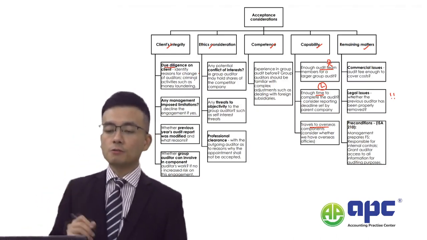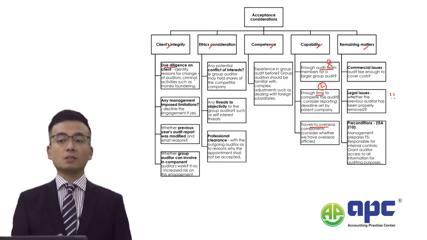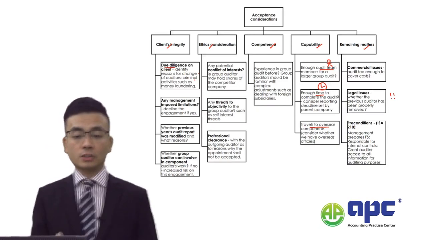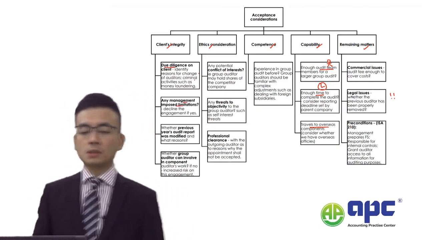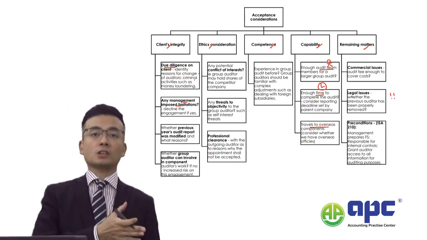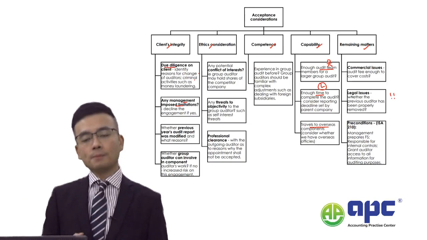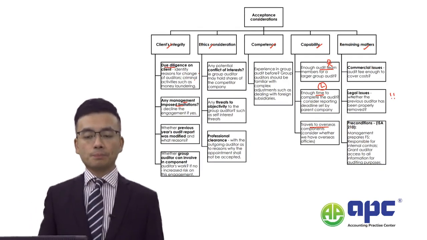And also we need to confirm whether or not the client's company is involved in criminal activities, for example money laundering activities. And whether or not there will be management-imposed limitations as well. So for example, if the management says you can't check this area, you can't check that area, if this is the case, then simply decline the engagement.